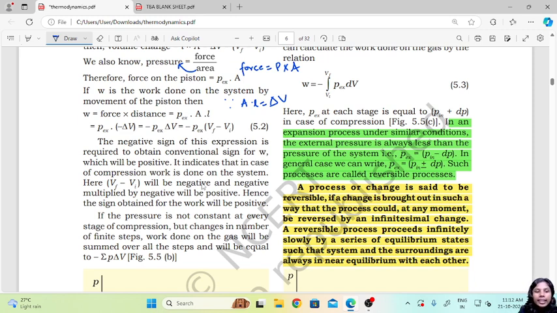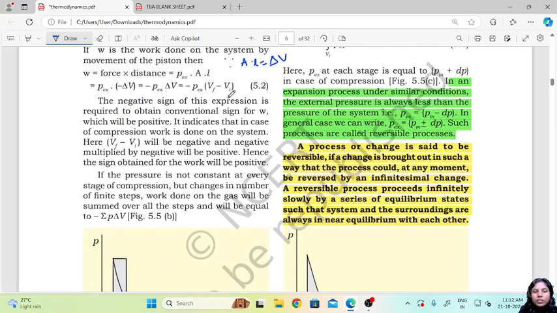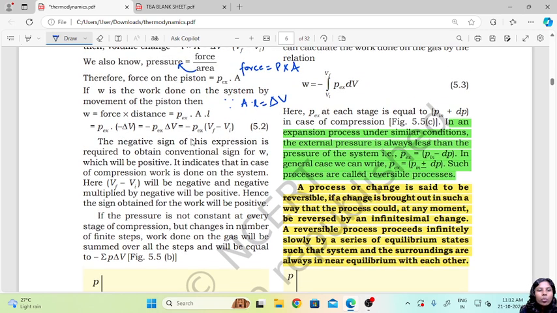Now if you see there is a negative sign here, the negative sign of this expression is required to obtain the conventional sign for work, which will be positive. That will indicate that the compression work is done on the system. So what we are saying is that we want the final equation to have a positive sign. So if we take a negative sign here, this will follow the convention and we will at the end get a positive sign, that we will see how later.